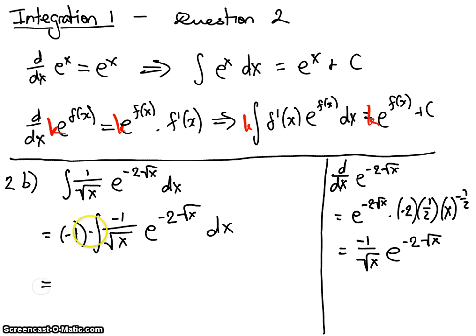So what does that end up with? Now I've got exactly what I want, just with a negative out the front. So the negative stays out the front, and I get e to the negative 2 root x plus my constant of integration.